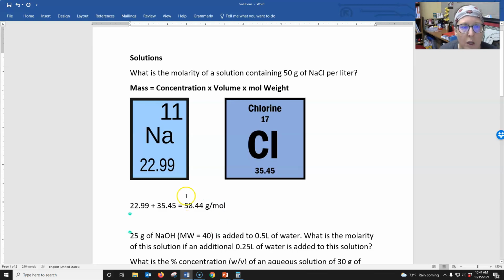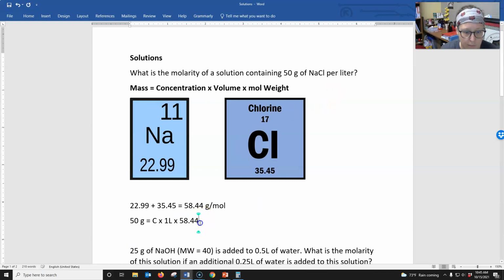So then in the problem, we're given a mass, that's 50 grams. Mass is weight, so 50 grams equals the concentration, which is what we're asking, that's the molarity. So we're just going to put a big C there for concentration, times our volume. It's per liter, so our volume is going to be 1 liter. And then times the molecular weight, so it's 58.44.